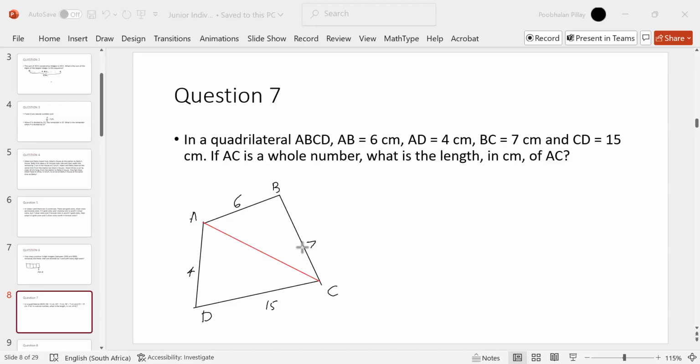This looks like a very difficult problem because we don't know. You got 6 and 7 here, you got 4 and 15. And how do we know what this length is? All right, so there's something that you have to use to solve this problem. And I'm going to tell you what this something is. If I asked you to draw a triangle, suppose I give you a problem like this.